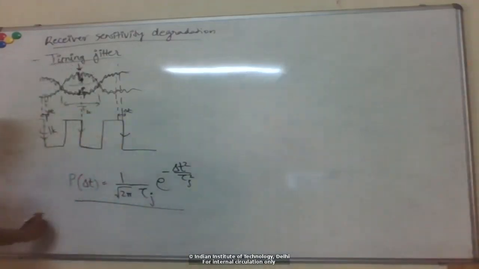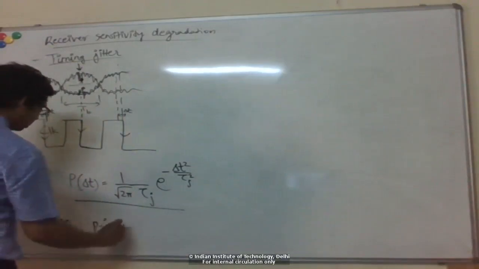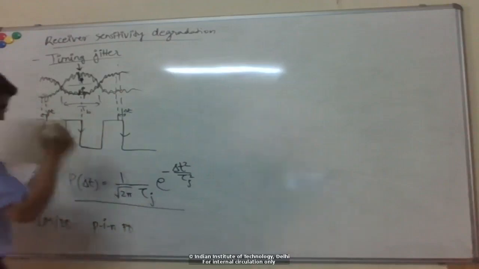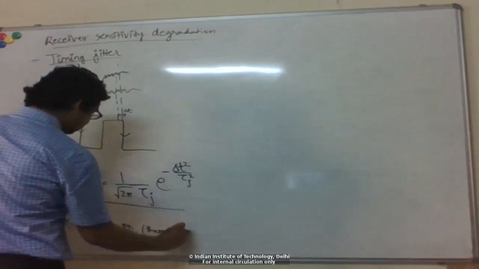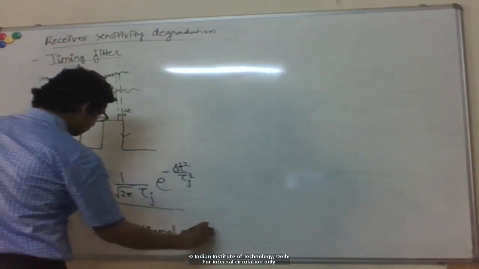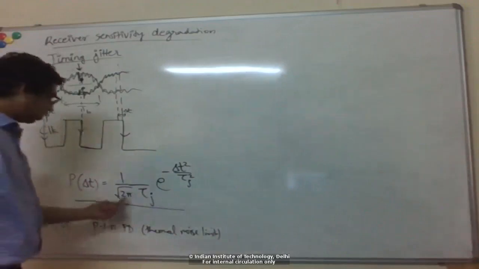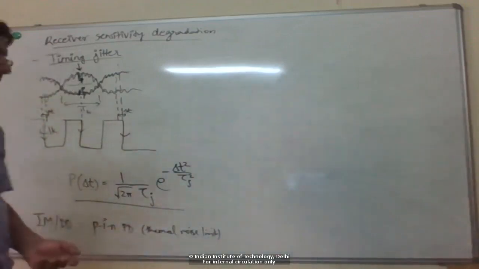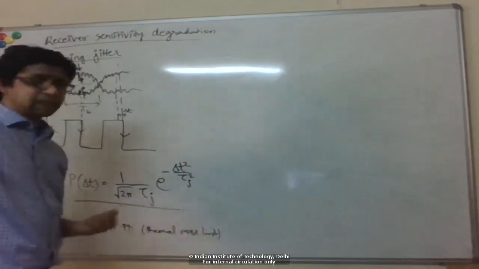So again, let's consider the IMDD link, and let's consider a pin photodiode, a pin photoreceiver, working in the thermal noise limit, just for slight ease of analysis. If you include shot noise also, then it's a little bit more complicated. But for now, let's consider a pin photoreceiver operating in the thermal noise limit.